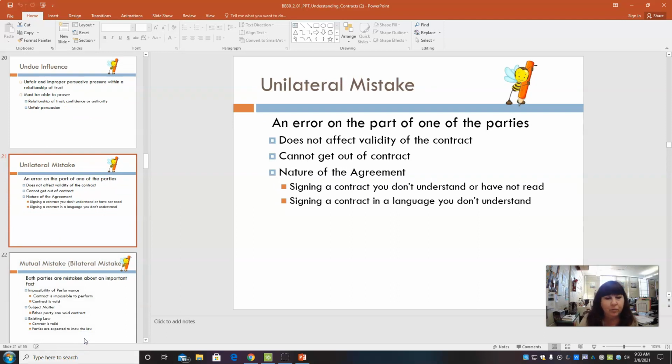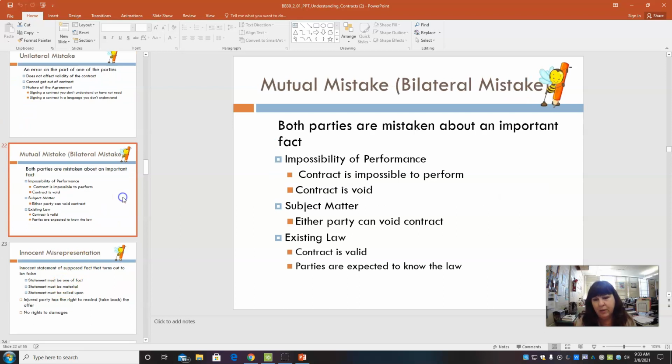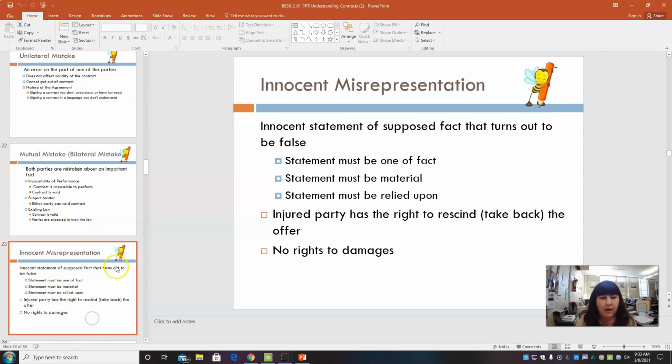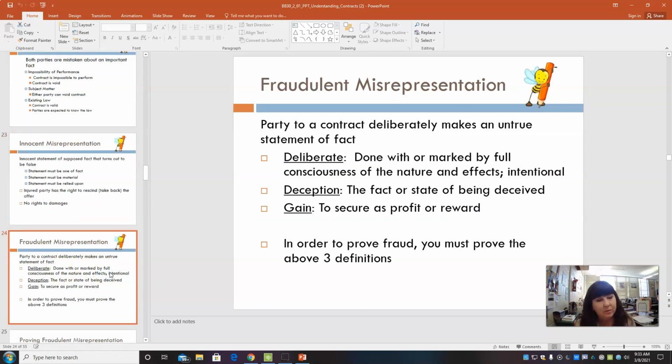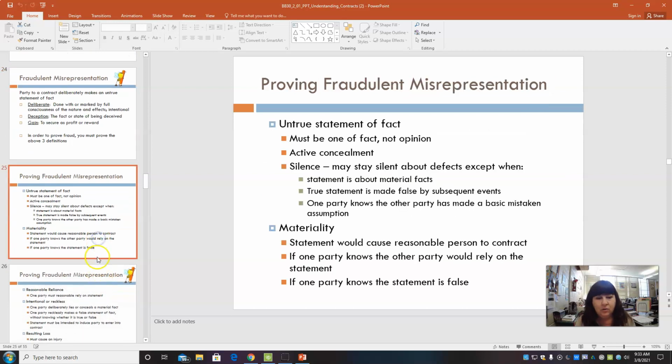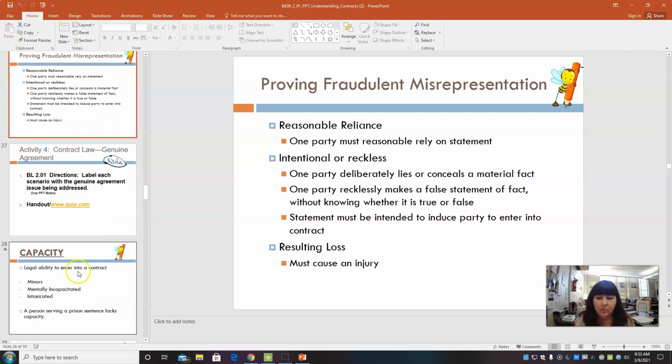Then you have unilateral mistake. It's an error on one of the parties. It does not matter which party it is. Mutual mistake would be if there's an error on both sides. And innocent misrepresentation: you thought what you were saying was true, but it turns out that it wasn't. But then there's fraudulent misrepresentation, which means that you purposely told something and you knew it wasn't true. These are ways that you prove fraudulent misrepresentation, and it goes on for a couple of slides.